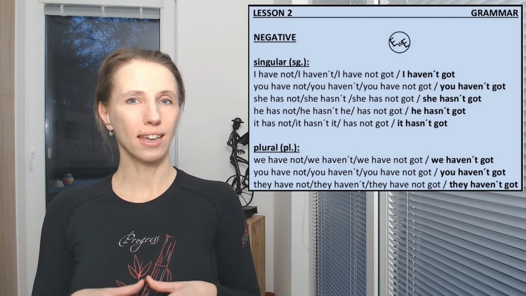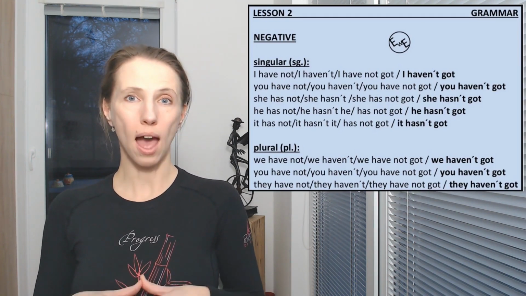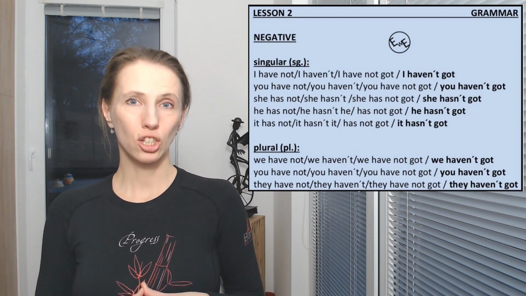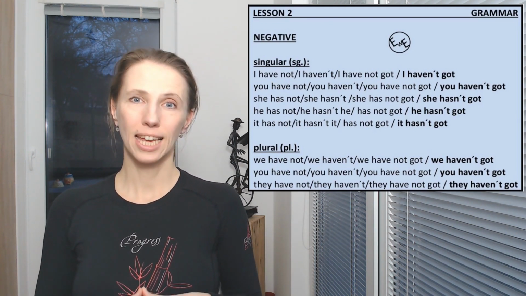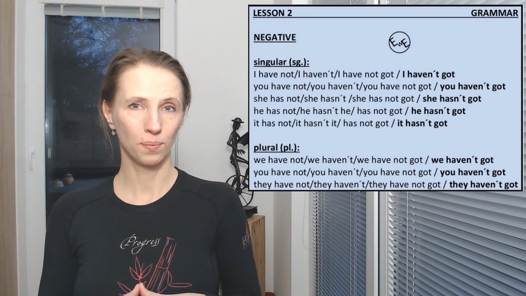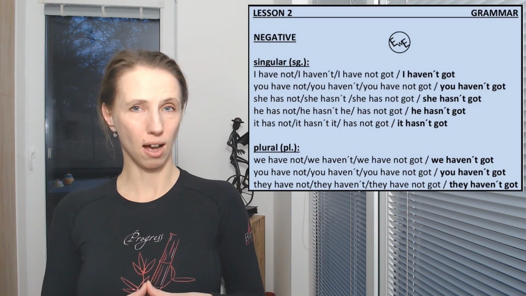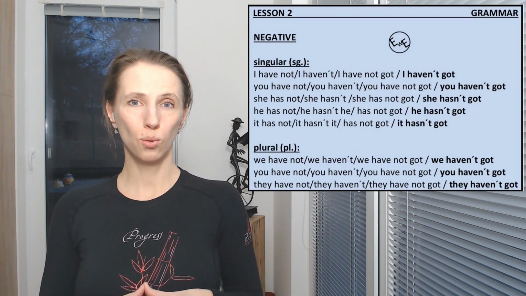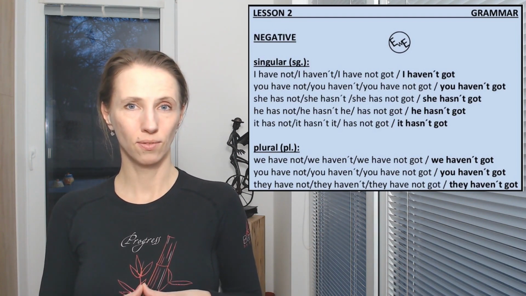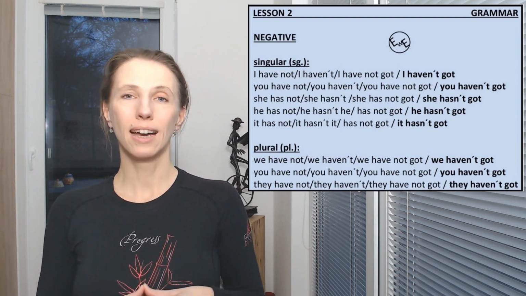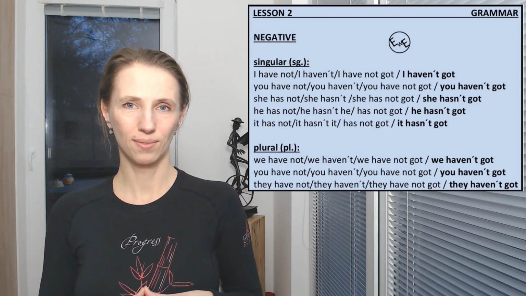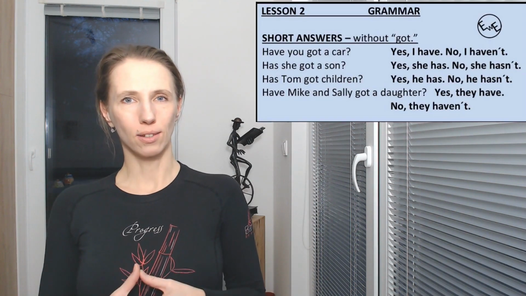And the negative form is I haven't got. You haven't got. She hasn't got. He hasn't got. It hasn't got. We haven't got. You haven't got. They haven't got. Short answers to the questions with have got are without got.